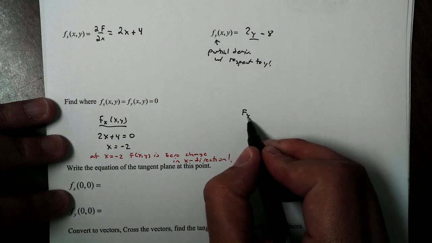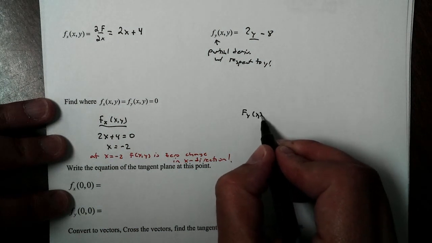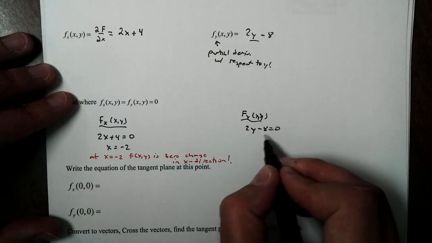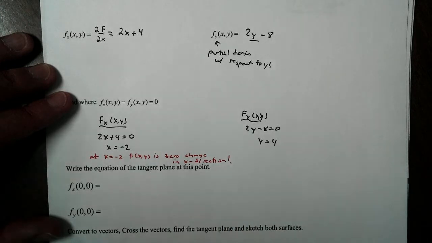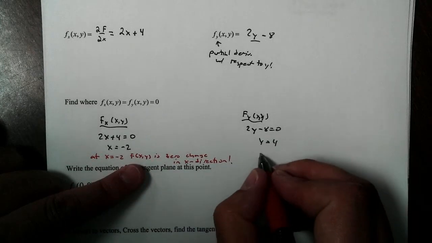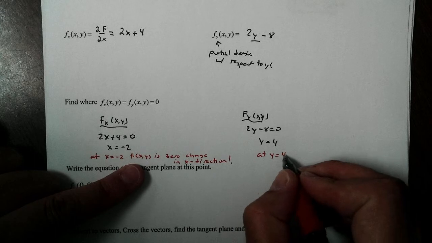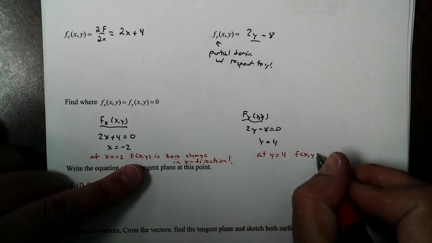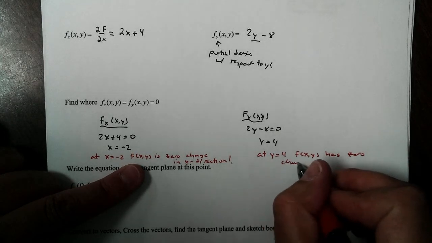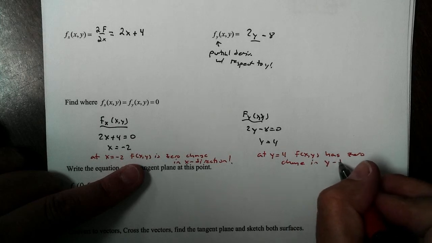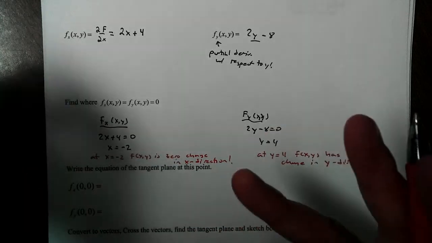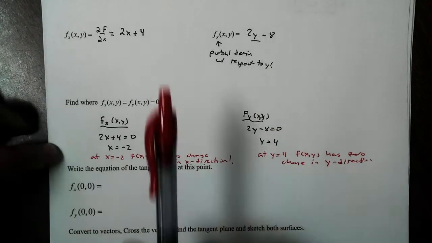What about the partial with respect to y? Well, I just set my y part equal to 0. 2y minus 8 equals 0, or y is 4. And again, just like the partial with respect to x, at y equals 4, the function has a 0 slope, or has 0 change in the y direction. Now, it's not always going to be x, it's not always going to be y for those. It could be a combination of different answers as well. This is just how this problem worked out.